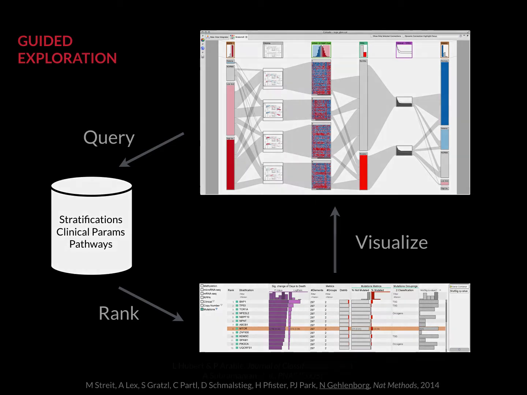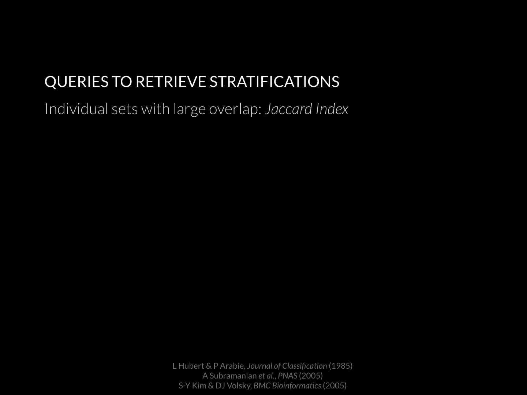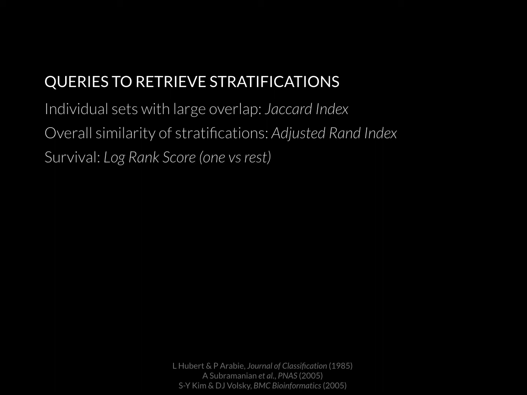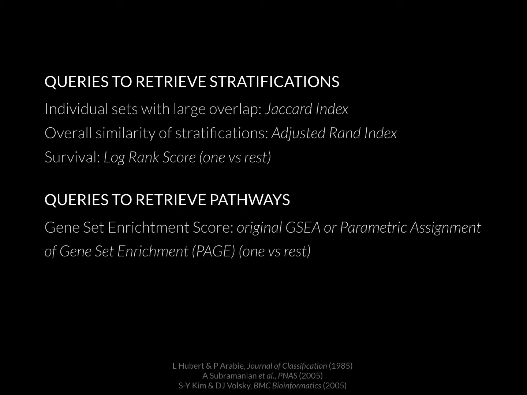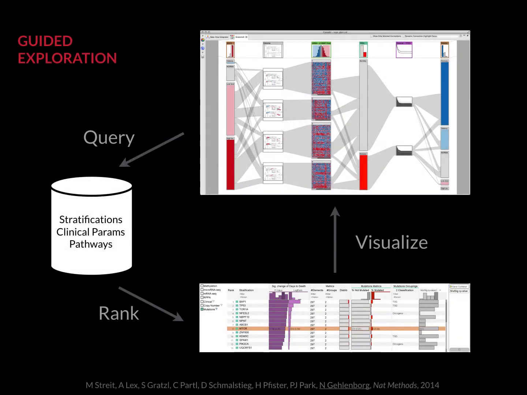So how do we do these queries? There's a long list of algorithms that we can use, and I don't want to go into detail. So we can look for overlap between sets. There's a measure called the Jaccard index to measure the similarity between clusterings. We can also ask, for example, are there two clusterings that look the same? So are two stratifications pretty much the same thing? We can ask that using something called the adjusted rand index. Survival can be done with the log rank score. And then we can use gene set enrichment approaches to retrieve pathways. Okay, that's not that relevant.